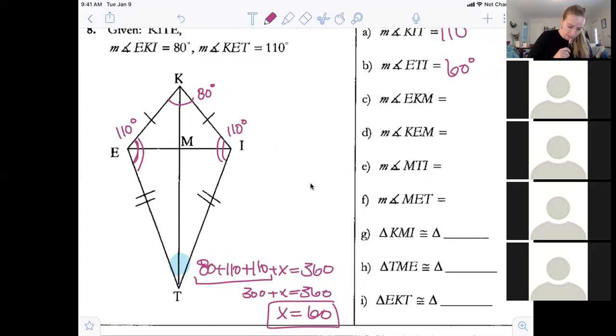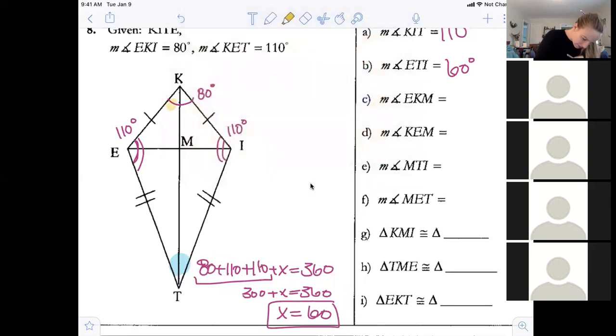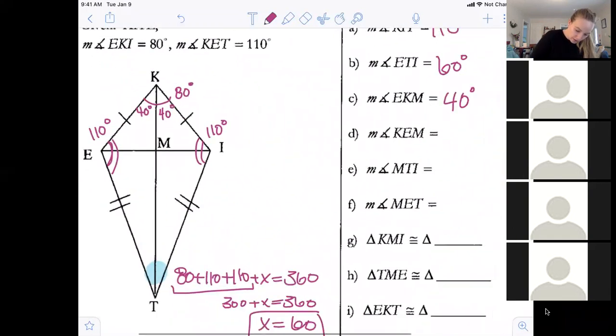All right, next I've got to do EKM. Thoughts on EKM? 40. Why is it 40, Charlie? Because KT bisects that angle into 2 halves. Very good. KT bisects that angle into 2 halves. So Charlie knows that that half is 40, and we're going to write that this half is 40, just in case we need to remember that later on. So 40 and 40. Very good, Charlie.